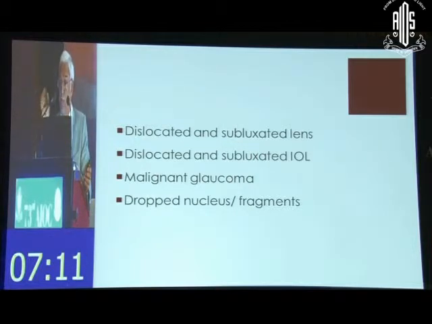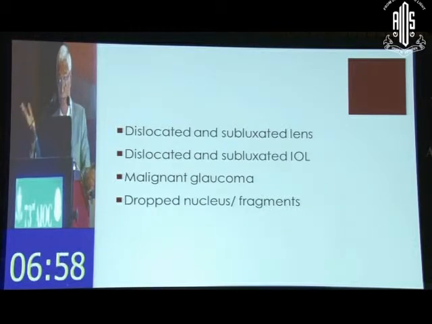Malignant glaucoma is eminently, very elegantly handled from behind. You go from behind and do a vitrectomy, at least an anterior mid vitrectomy, and create an iridotomy with a communication between the anterior chamber and the vitreous space. Then your malignant glaucoma is totally cured. Dropped nucleus and fragments are also an indication for vitrectomy.